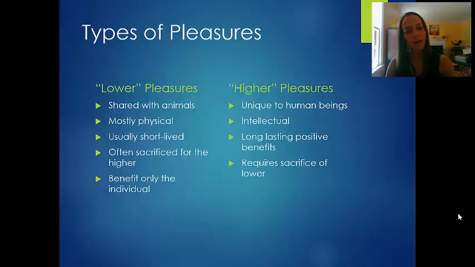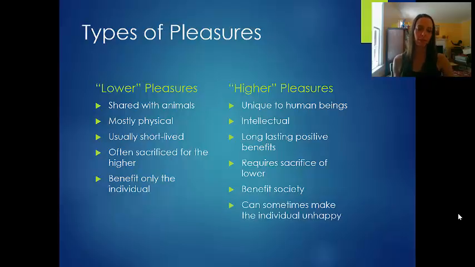These often, as I said, require us to sacrifice the lower pleasures for the higher, and the higher pleasures are more likely to benefit society. In other words, a lot of other people are going to benefit if we have a society where we cultivate these intellectual talents. Sometimes, though, they can make the individual unhappy. So sometimes the more you know, the less satisfied you happen to be. Sometimes you learn things you wish you didn't know. Sometimes you have to sacrifice so many lower pleasures in pursuit of the higher that makes you unhappy. But because we've got a theory that's focused on maximizing everyone's happiness, sometimes that individual sacrifice will have to be made for the greater good.